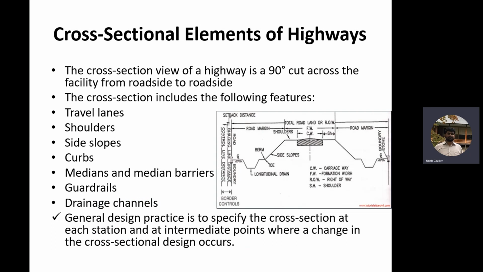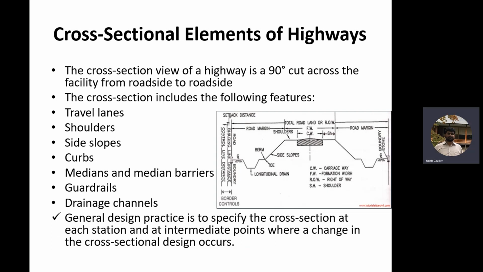Now the third part of highway geometry, the cross section. For cross section, you cut the cross section, right? So the things which you can see in the cross section of the road include the lanes, the shoulders, the side slopes, the curves, the median, any barriers on the median, any guardrail on the side, any drainage channels. All of these are part of the cross section of the road, and the design of these things is part of the design of the cross section of the road.